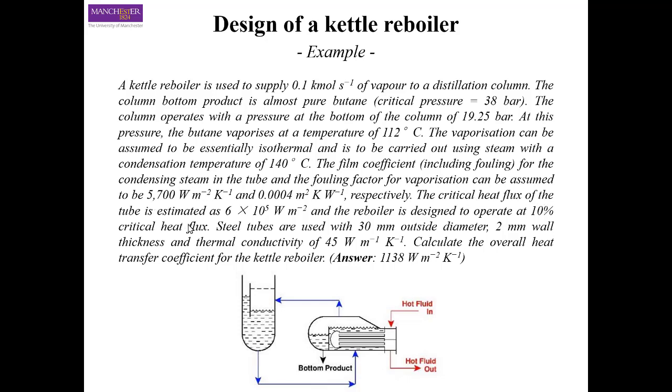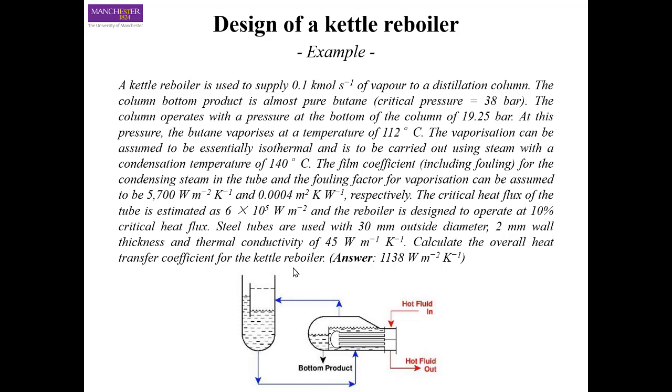The critical heat flux of the tube is estimated to be this value. So we know the value of QC, the maximum possible heat flux, and the boiler is designed to operate at 10% critical heat flux. So we have a safety factor of 90%. Steel tubes are used with 30 millimeter outside diameter. So you know what kind of tubes you are using, what are their sizes and dimensions, and you know the conductivity of the material, that is 45 watt per meter per Kelvin. You have to calculate what is the overall heat transfer coefficient for this Kettle reboiler.